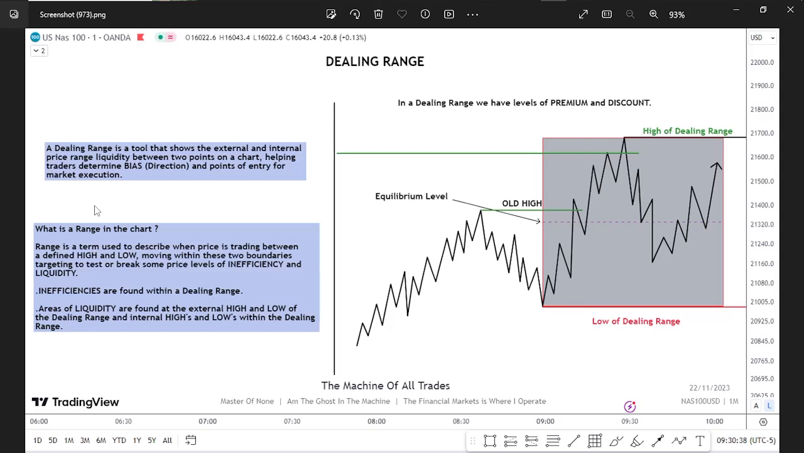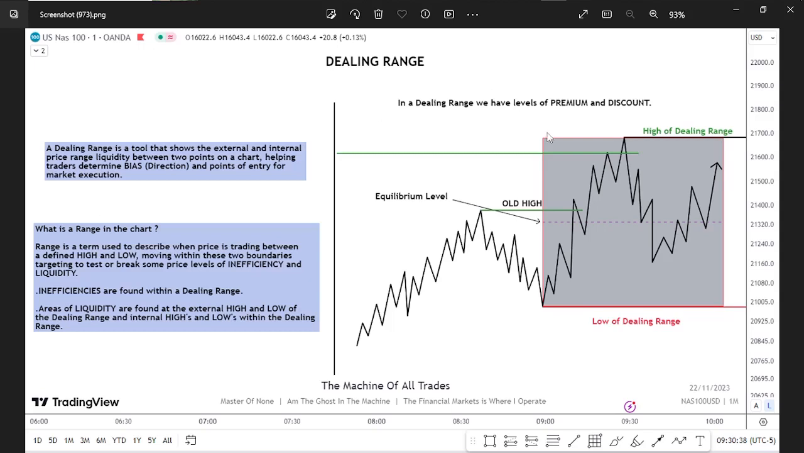I'm going to teach you guys about inefficiencies. Inefficiencies are a form of liquidity in a way. Inefficiencies are found within a dealing range. Again, in a dealing range, you're going to find internal and external liquidity.